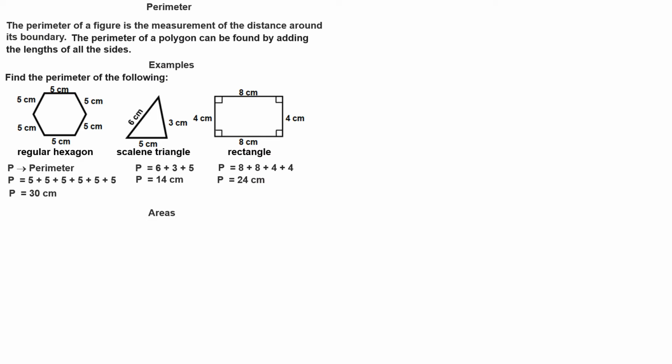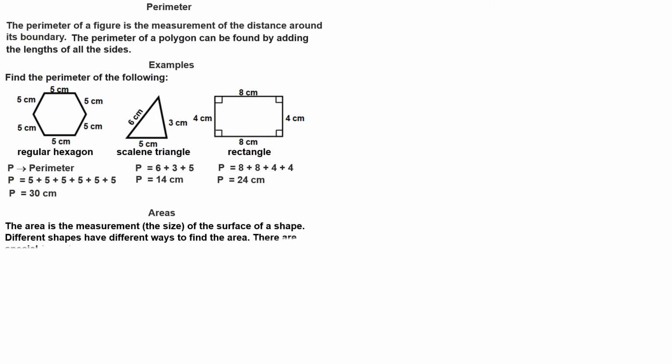Areas. The area is the measurement of the size of the surface of a shape. Different shapes have different ways to find the area. There are special formulas for certain shapes.